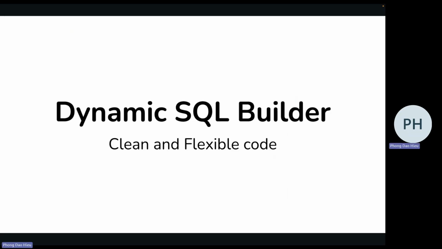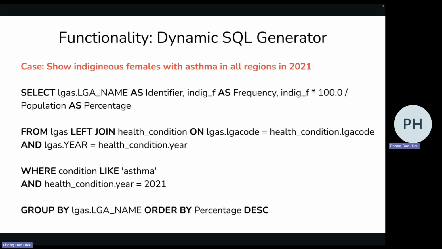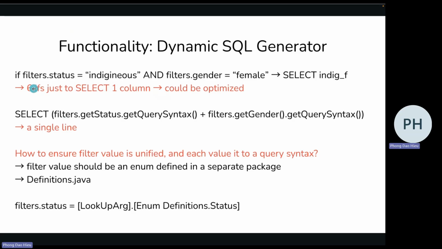Okay, finally, the dynamic SQL builder in Java. Consider the case where you have to filter for this simple information: indigenous females with asthma in all regions in 2021. That would result in a SQL statement like this. Now, if we had to use if-else statements for indigenous and for the filters, it would take 6 if-else statements just to select one column.